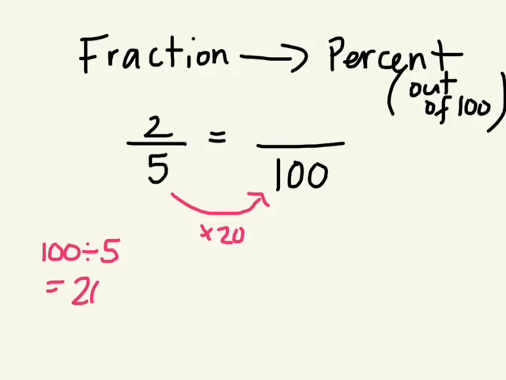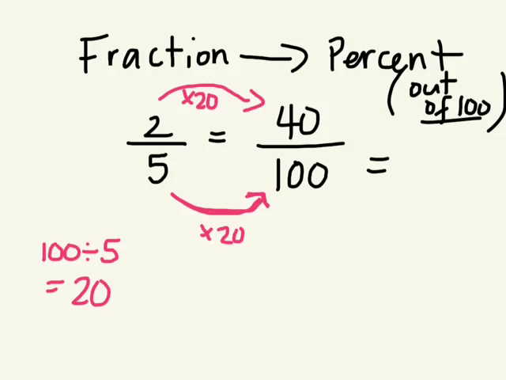20. 20, good. So once you figured that out, you know that whatever you do to the denominator, you have to do to the numerator. So you multiplied the numerator by 20 as well, and 2 times 20 is 40. So because percent's out of 100, we know that 40 out of 100 would be 40%.